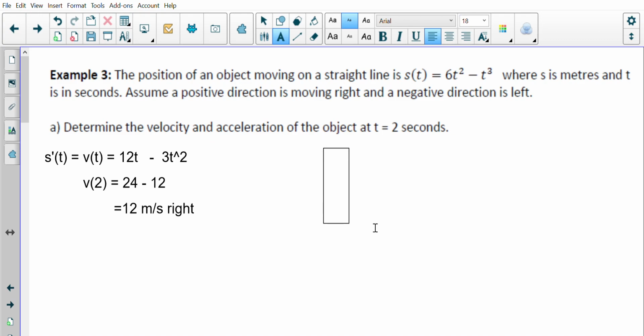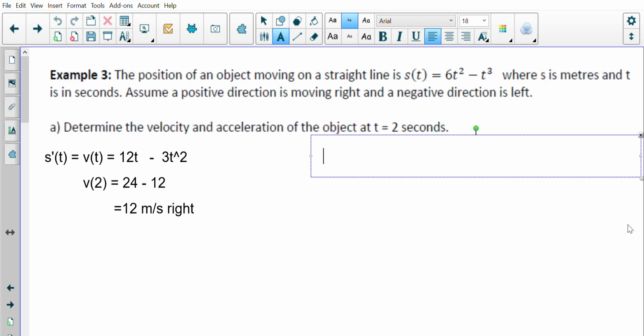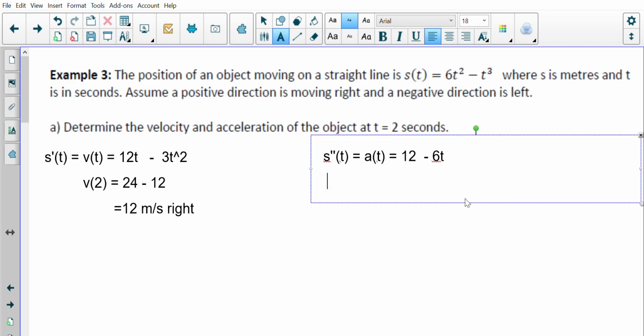All right, now acceleration. Acceleration would be the double derivative. So we put two little marks there, would be our acceleration function. Or it's a nice way of saying taking the derivative of our velocity function, which was 12t minus 3t squared. So our acceleration function is going to be 12 minus 6t. Again, just taking the derivative of our velocity function.